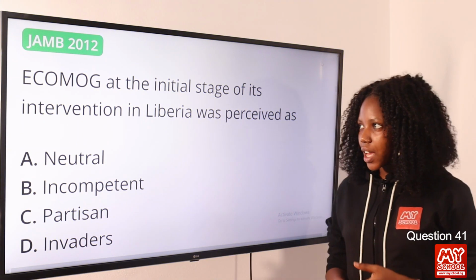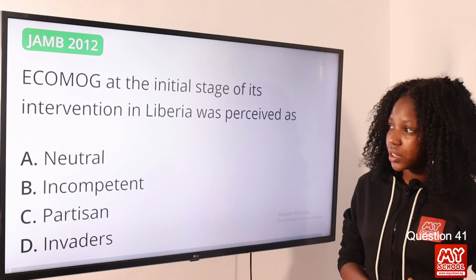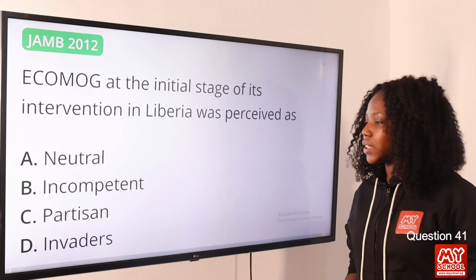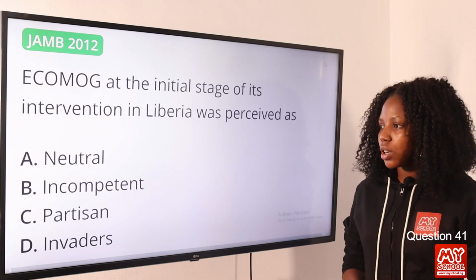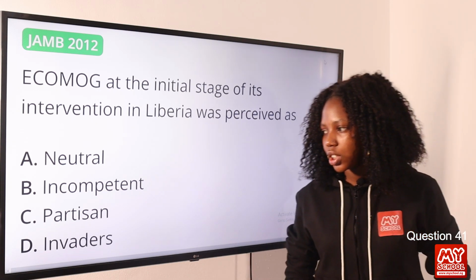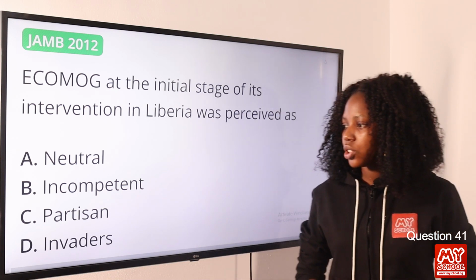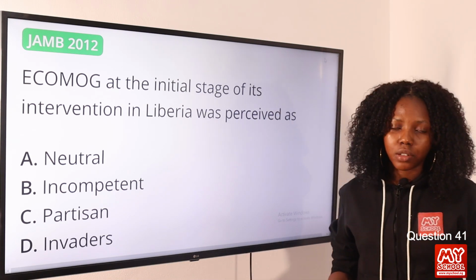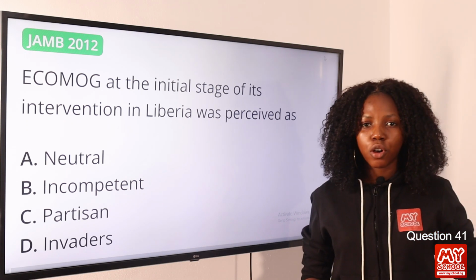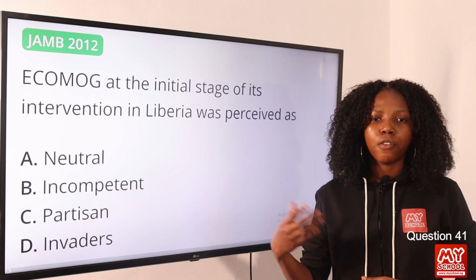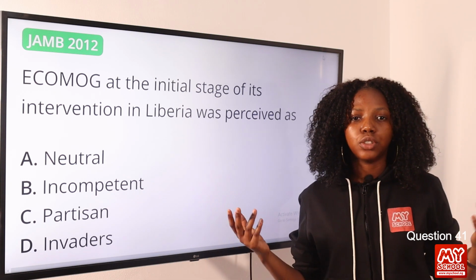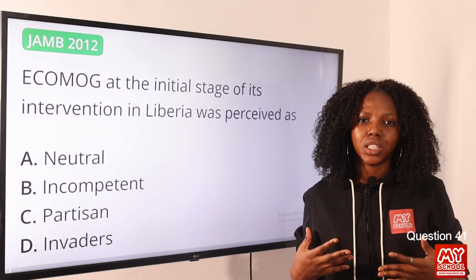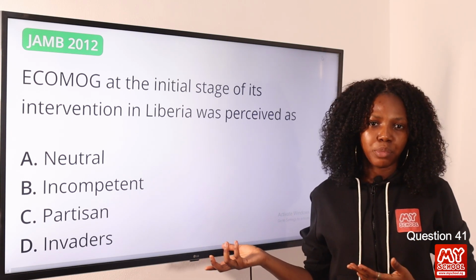Question 41. ECOMOG at the initial stage of its intervention in Liberia was perceived as dash. Option A, neutral. Option B, incompetent. Option C, partisans. Option D, invaders. The answer to this question is option A, neutral. Neutral, they were neither for Samuel Doe nor for Charles Taylor. These were the two parties that were majorly involved in the civil war in Liberia.